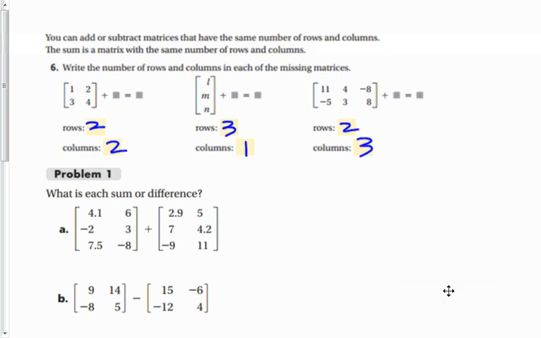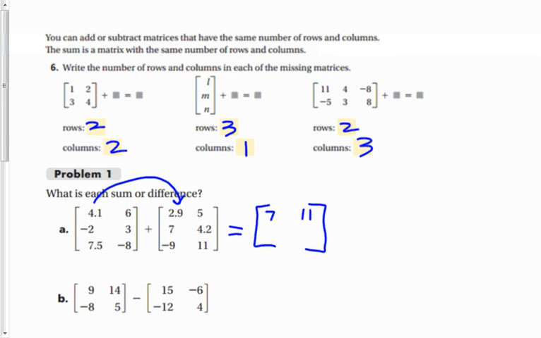All right, to come up with the sum or the difference of two matrices, you're going to have a matrix with the same number of rows and same number of columns. So we're going to have a matrix with 3 rows and 2 columns for our answer. And all you do is add or subtract the corresponding elements in the corresponding locations. So add the 4.1 plus the 2.9, and that's going to equal 7.